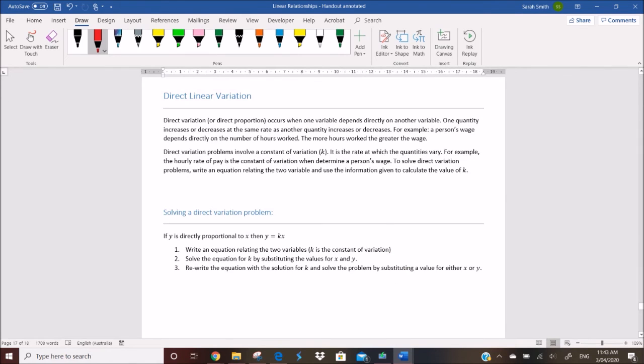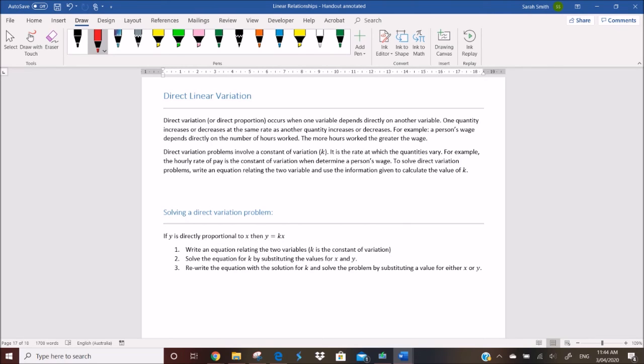Talking about direct linear variation or direct proportion. So this is when one variable depends directly on another variable. So as one increases or decreases at the same rate as the other quantity increases or decreases. So a person's wage, they depend on the number of hours worked. The more you work, the bigger your wage. So when we're talking about direct variation problems, there is a constant K. That's the rate at which the quantity varies. So if we were talking about our wages again, the hourly rate would be our constant of variation, and that's what we would use to determine our weekly pay.